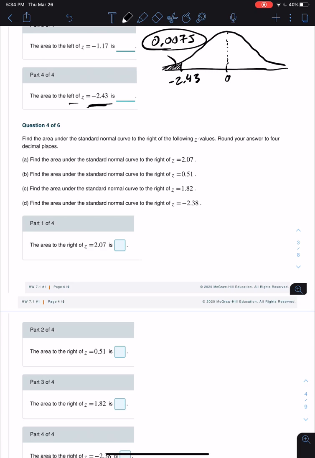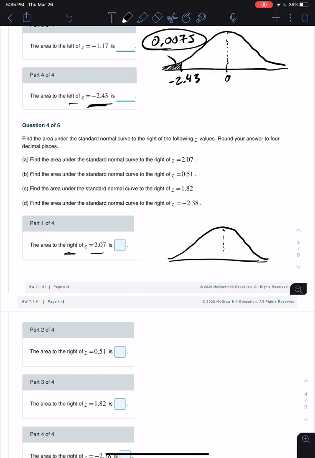All right, let's take a look at number 4, part 1. Now this is asking for the area to the right of 2.07. Now we should be thinking this through. We're going to for sure draw a picture. But I'm thinking if it's area to the right of that, is this number going to be a small area close to 0, or is it going to be a large area close to 1? Well, I think it's going to be a pretty small area, but let's see. Let's take a look at what this picture would look like.